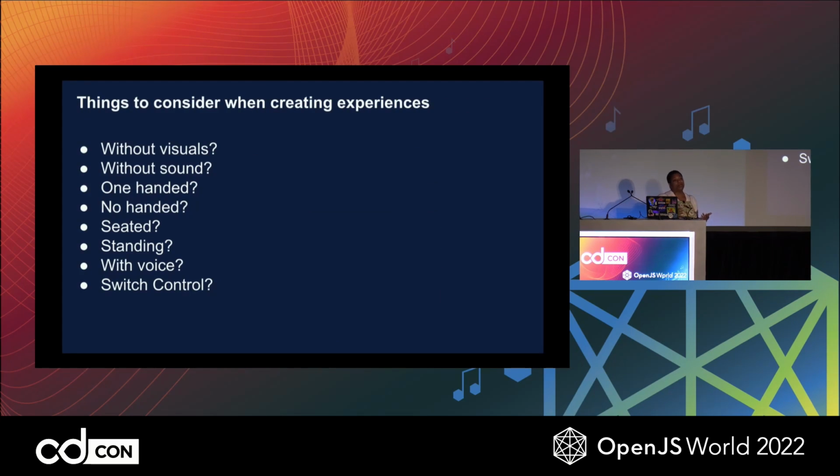Things to consider when you're creating experiences is, what is this like without visuals, without sound, if someone is one-handed, if someone has no hands, if someone's seated or standing, or just using voice or a switch controller.